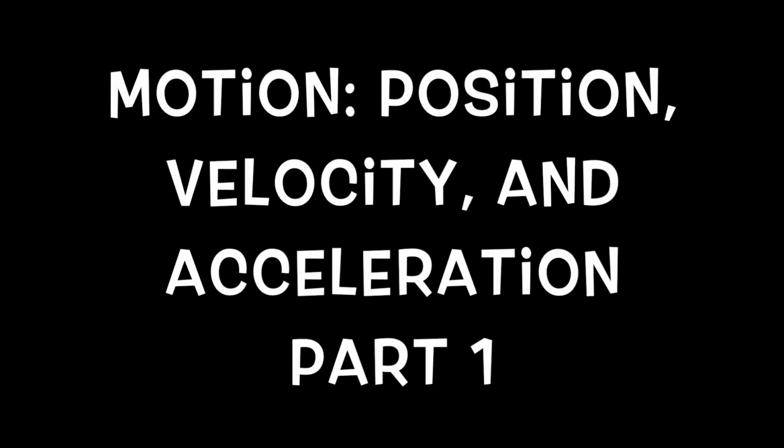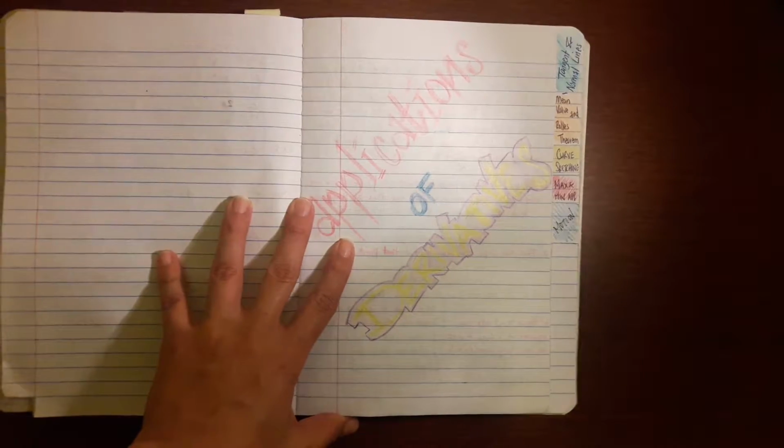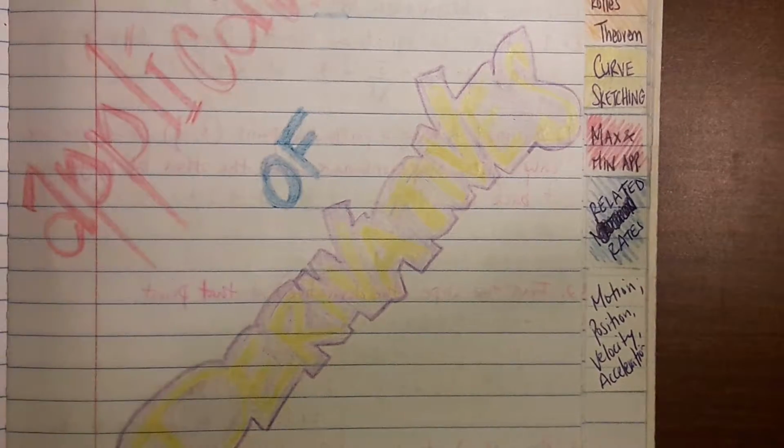Alright, we're going to take a look at motion, which is position, velocity, and acceleration. So there are going to be two videos. This is part one. I'm going to go ahead and make a tab, and I'm making the tabs a little bit longer because I believe we only have two more applications to do before we move on.